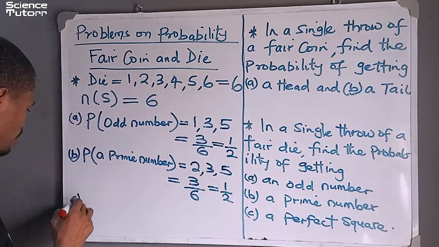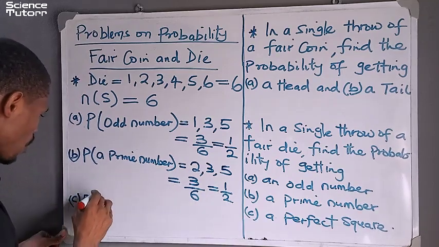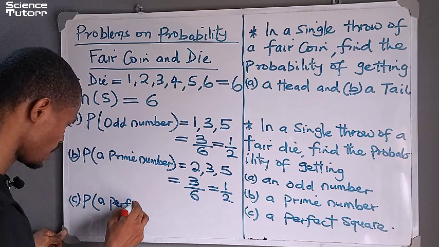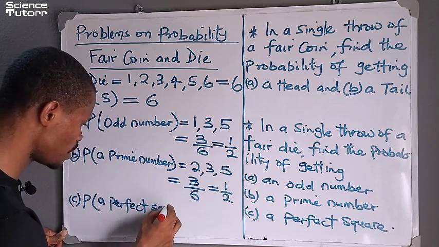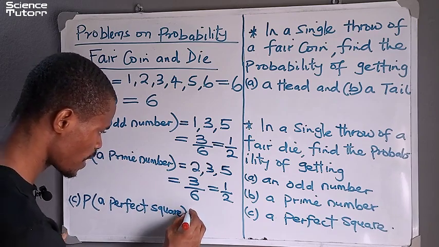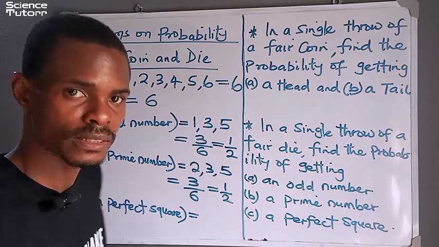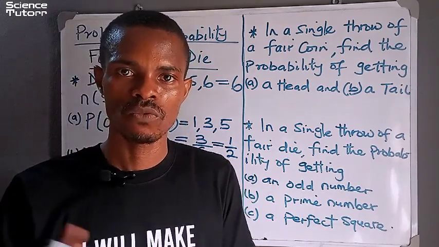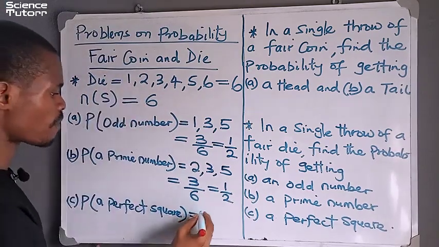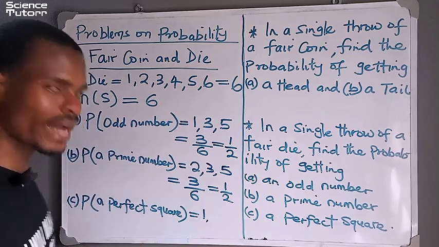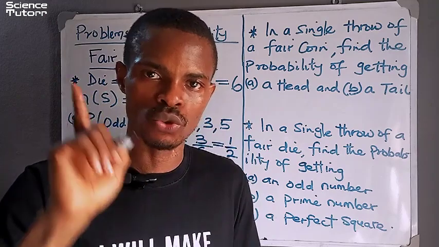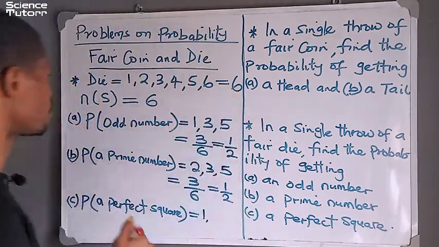The third problem says the probability of getting a perfect square. All these are terms I'm going to be explaining in due course. Perfect squares are simply numbers that are obtained by multiplying a number by itself. For example, 1 is a perfect square because 1 times 1 gives us 1. So that makes 1 a perfect square.